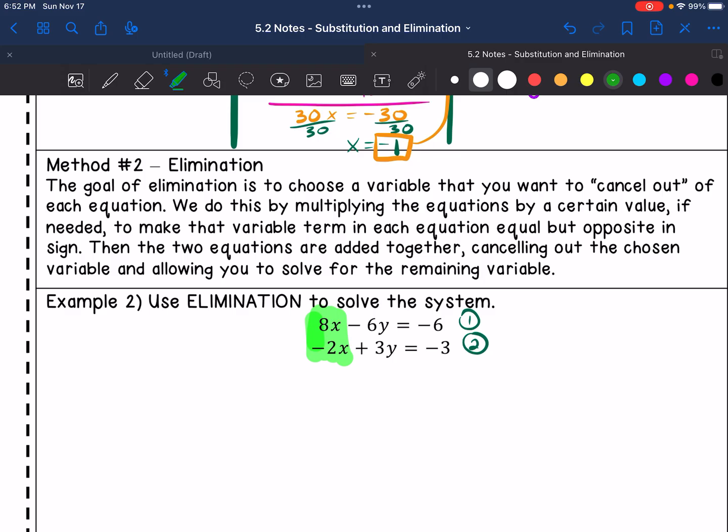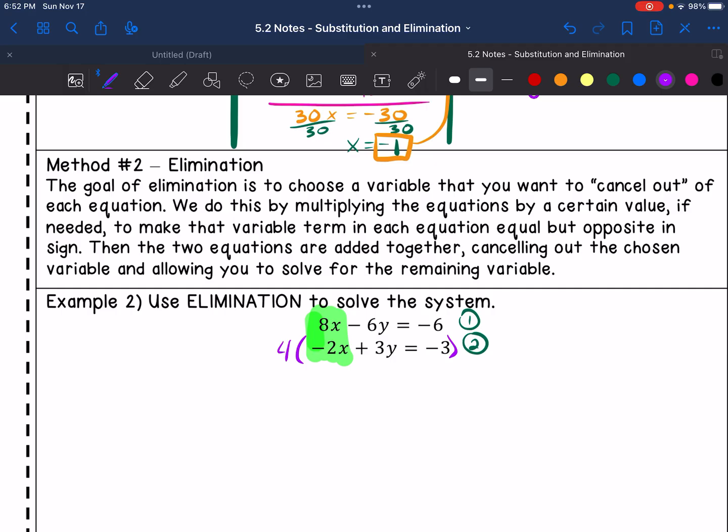Well, since my 8x is the bigger number, I'm going to look at that smaller number and see if I can multiply by something to make them equal. So since my smaller number is -2x, I know that I can multiply by 4, and that will become a -8x. And so that will give me the same as my other equation, just the opposite sign. It'll be a negative instead of a positive.